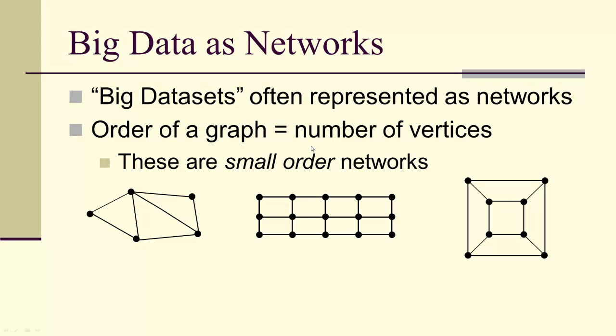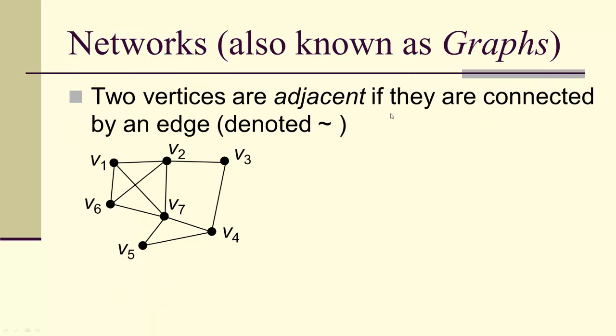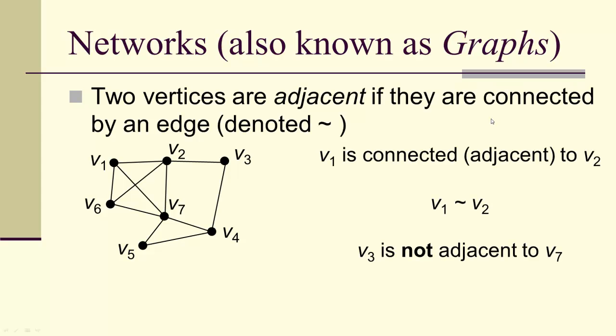Let's look at the concept of the order of a graph. That's the number of vertices. These are small order networks, and of course, big data typically has high order. We'll also define a concept of adjacency. Two vertices are adjacent if they're connected by an edge. We'll denote it by the tilde there. So V1 is adjacent to V2, so we write it like that. V3 is not adjacent to V7.